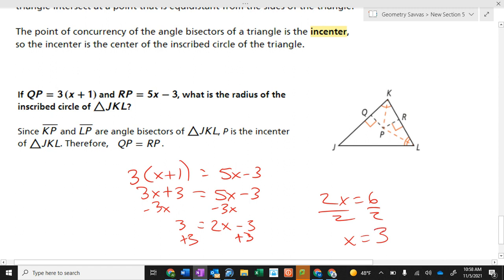No. Gotta plug it in. 5 times 3 is 15, minus 3 is 12. The answer is 12.